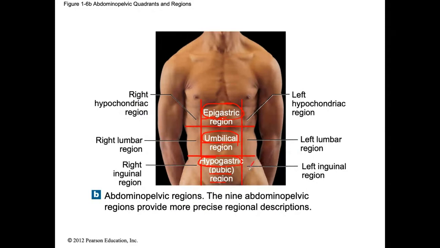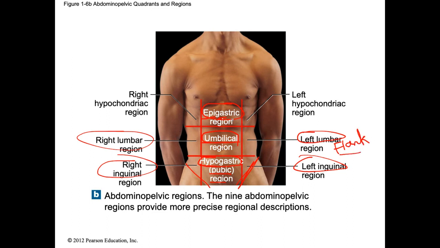Okay, then we have, remember this is the inguinal ligaments. So we have a left inguinal region and a right inguinal region. Those are pretty easy. Then you have a lumbar region. There's a left lumbar region and a right lumbar region. Sometimes they call the lumbar regions the flanks. A flank. So sometimes it's called the left flank and sometimes the right flank.